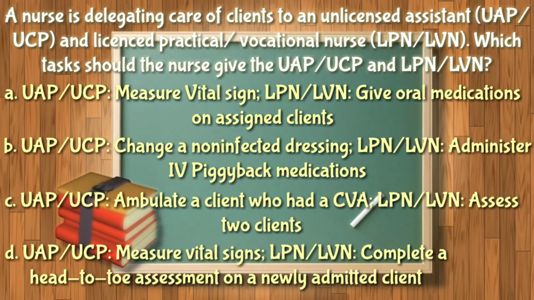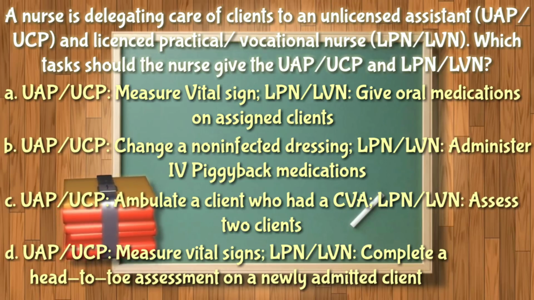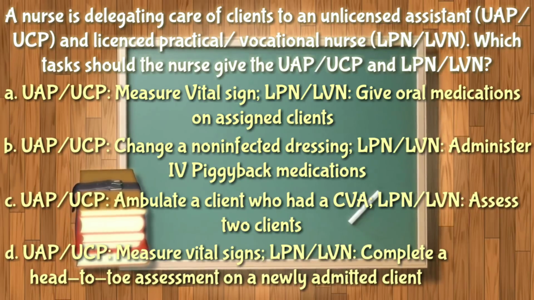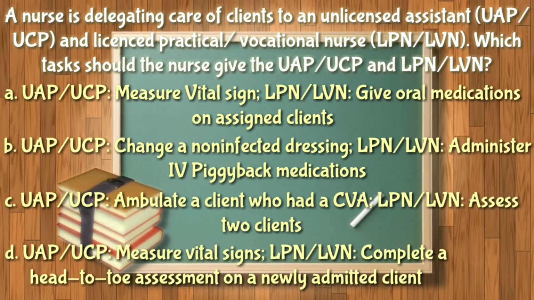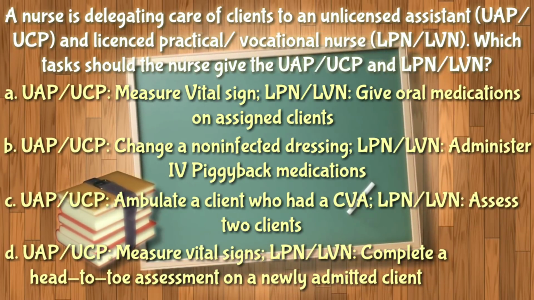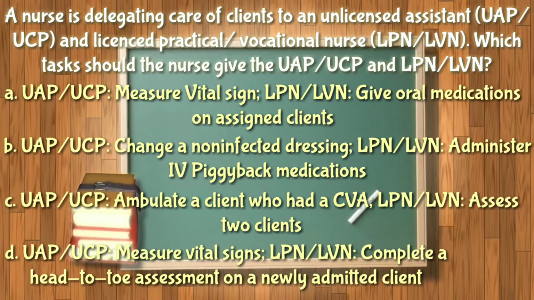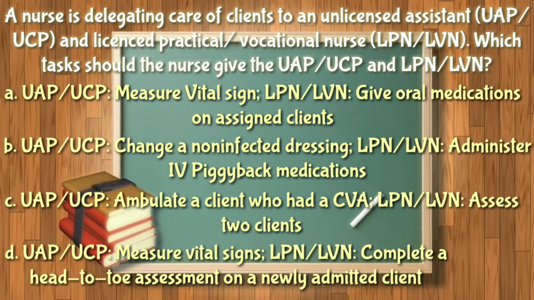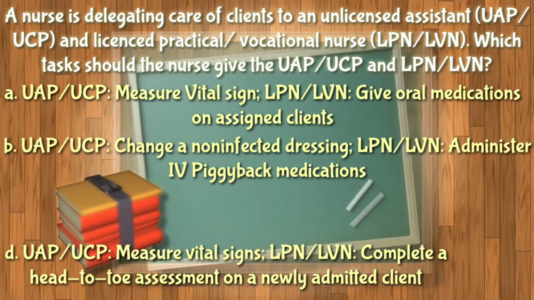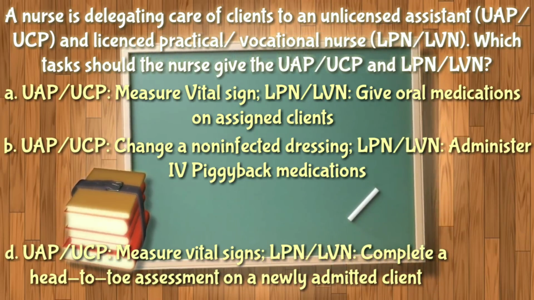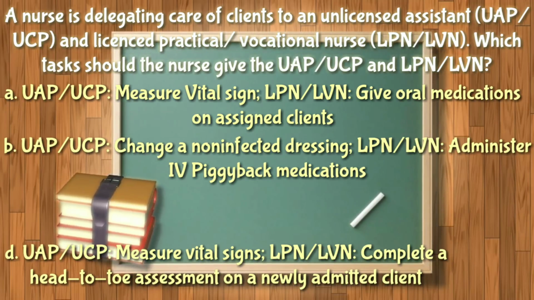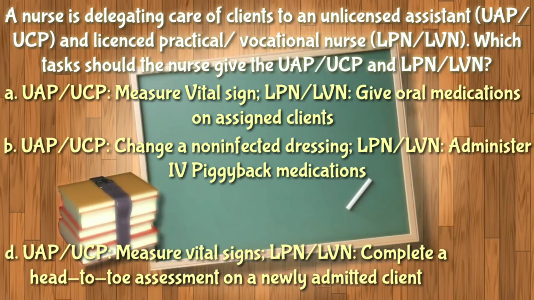Just by looking at the choices, always remember you cannot delegate assessment. Only a registered nurse can do assessment. That is why, look at letter C. Although a UAP can ambulate a client, the LPN or LVN should never do assessment on clients. That is why letter C is eliminated. And also look at letter D. Though some institutions let the UAP measure vital signs, again, the LPN cannot do assessment, especially head-to-toe assessment. So letter D is also eliminated.